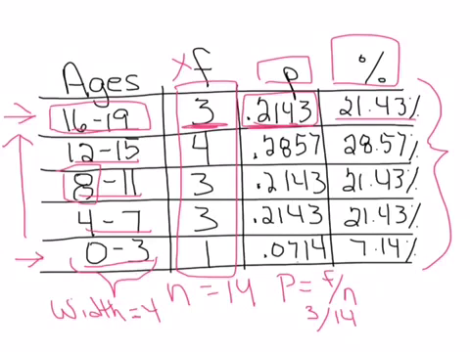The key is proportion is always reported as a decimal, never as a fraction. Now you try it in your hybrid activity and see how you do.